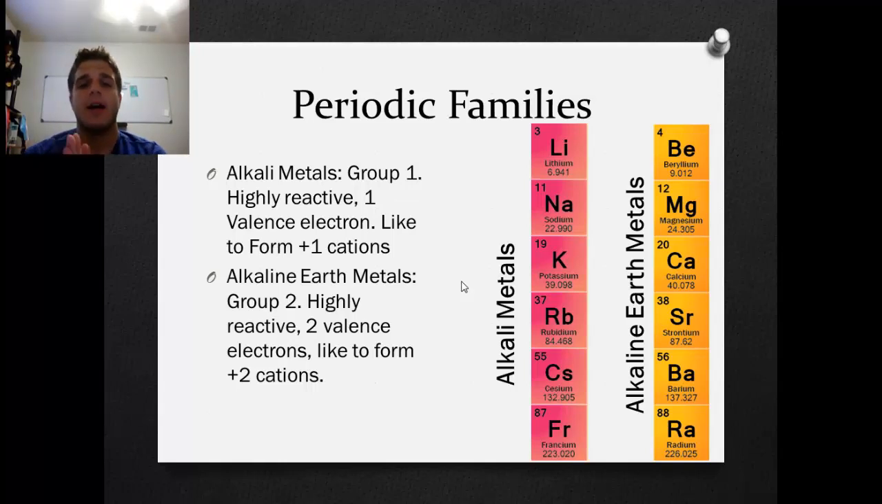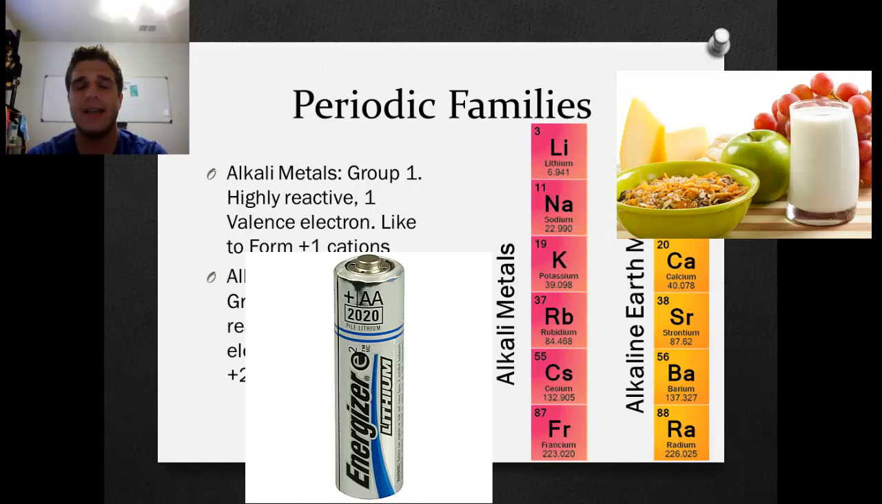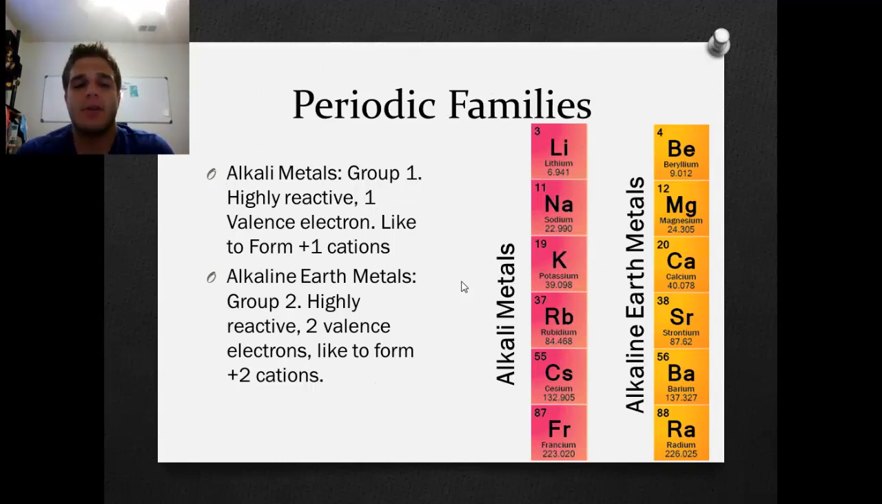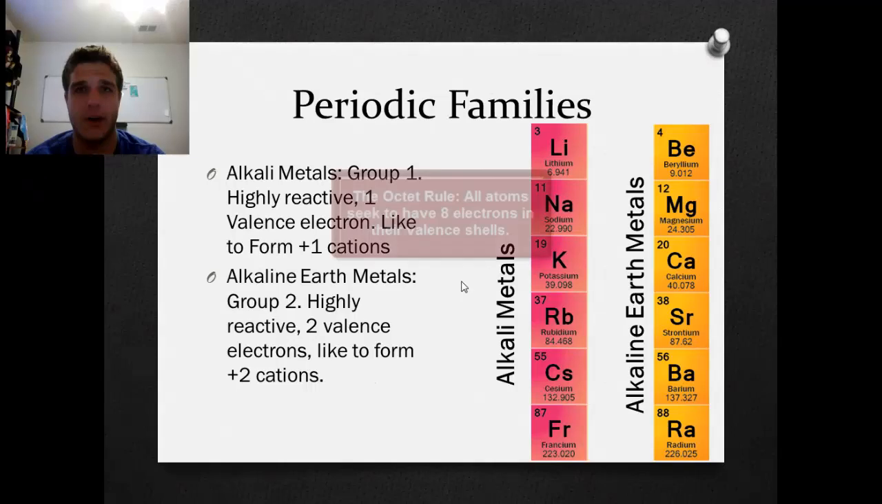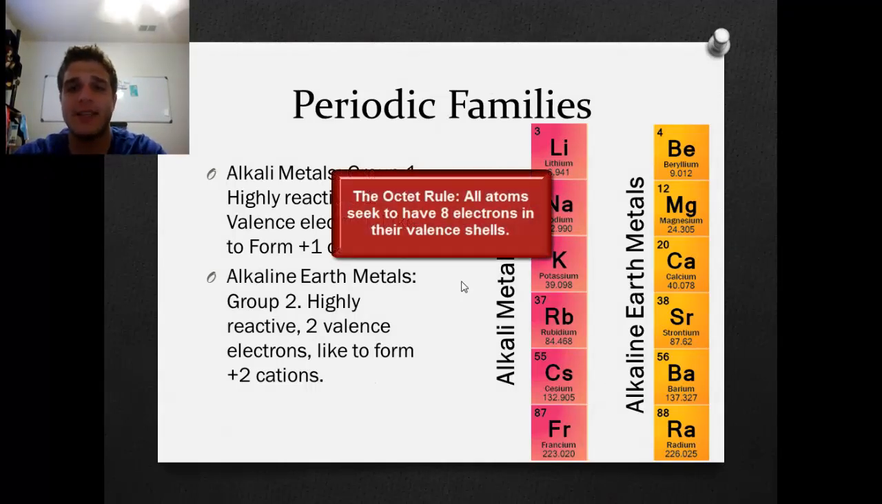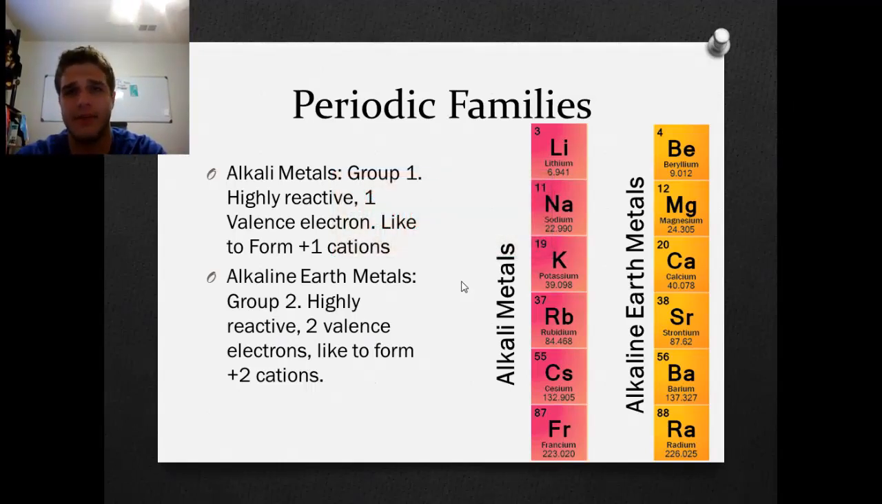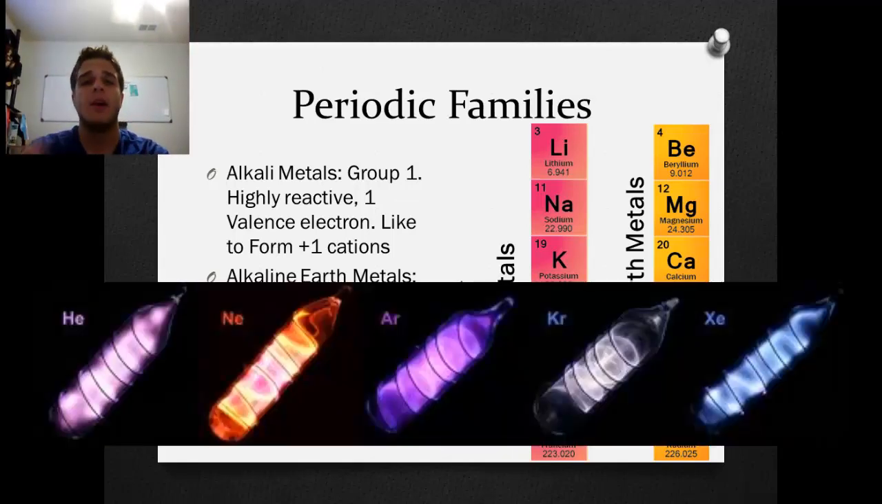Okay? Now, alkaline earth metals are group 2. They are highly reactive, slightly less so than the alkali metals, but they like to form +2 cations, okay? They like to give up the 2 electrons that are in their valence shells, okay? So, they like to get positively charged, okay? Remember the octet rule, where all the atoms wanted to have 8 electrons in the outer shell. The reason that these two families like to give up their electrons is because they want to have 8 electrons in their valence shell too. They don't want to be different. So they will readily give up that electron so that they can become like the noble gas before them. We'll talk about that here in just a second once we get to the noble gases, all right?